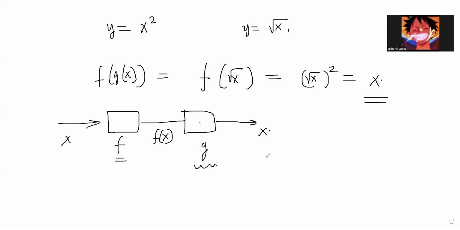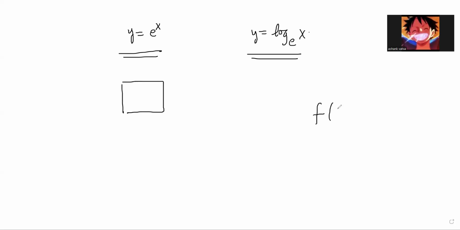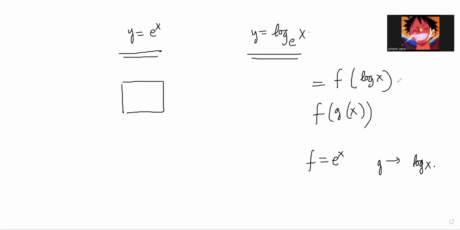So log x and e power x: y is equal to e power x and y is equal to log of base e x. These are opposite operations. For example, let's say we have to find f of g of x, where f is e power x and g is log x, right? So what will happen? We'll write it as f of log x. That will be e power log x. And now think about it. This is e power log base e x, right? That is the same as x.